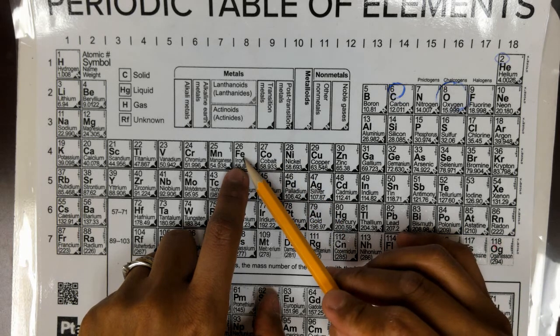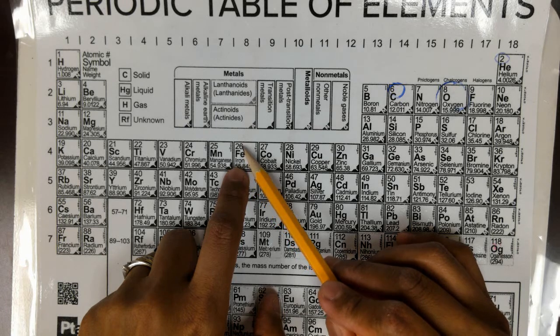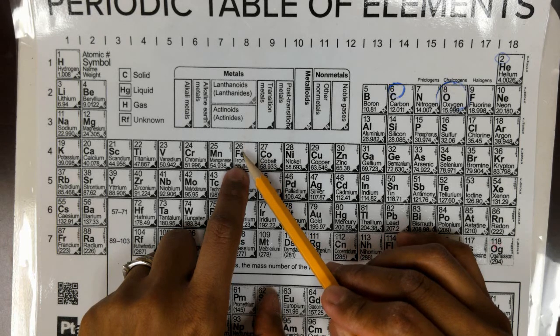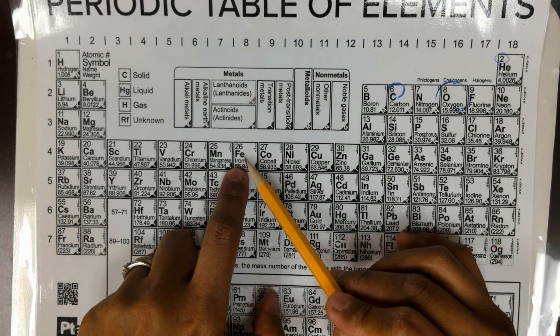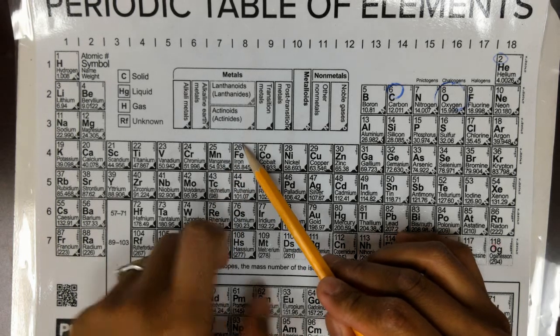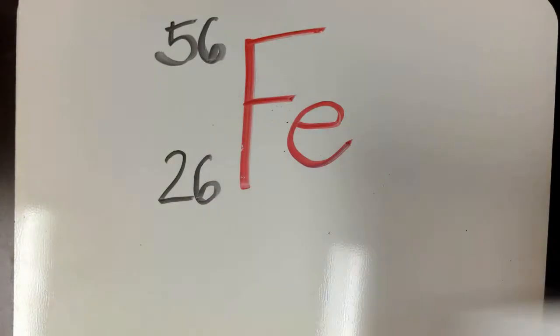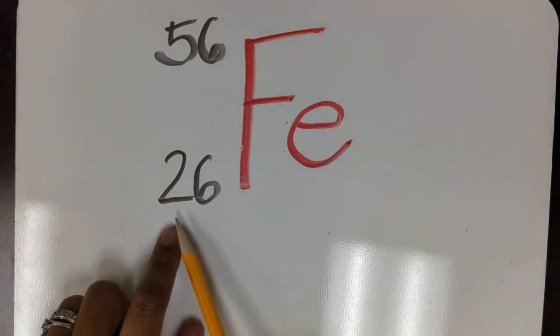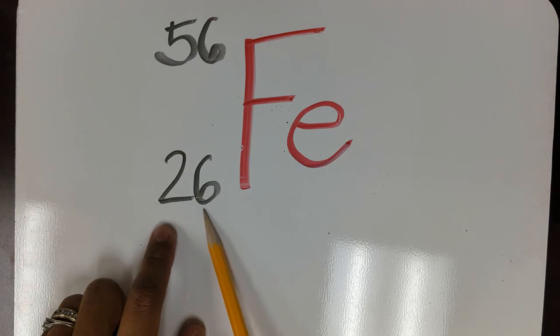But the most important information that you're going to get on the periodic table is the atomic number, which is on top usually, and it's a whole number, then the symbol of the element, and then the name. So for Fe, it is confirmed that the atomic number is 26. That is why the atomic number written here, or the number that's written below, is 26. So this is our atomic number.